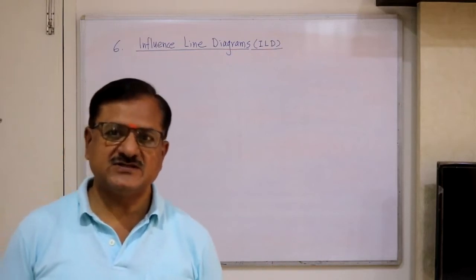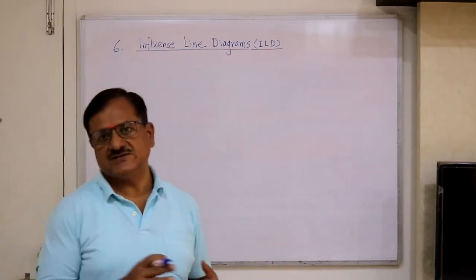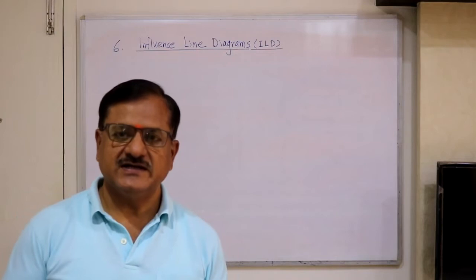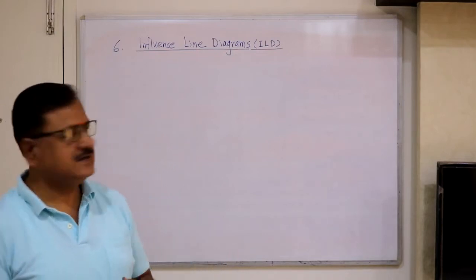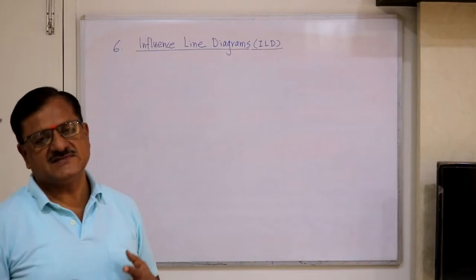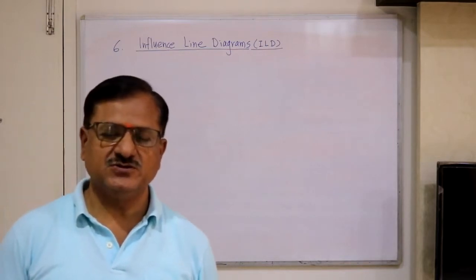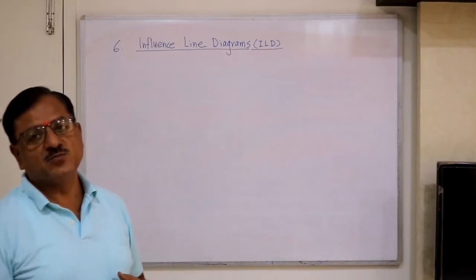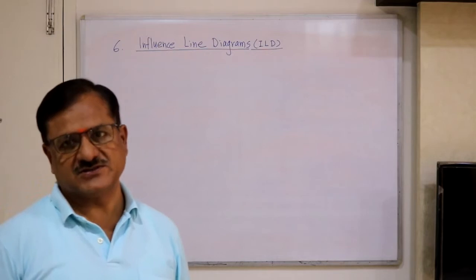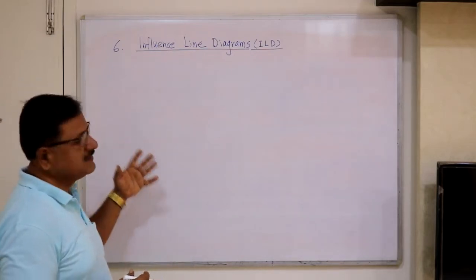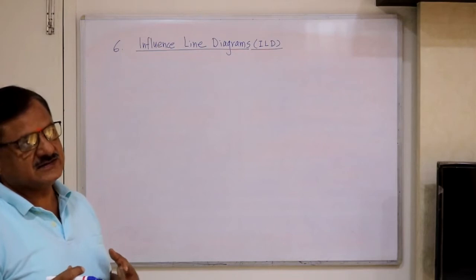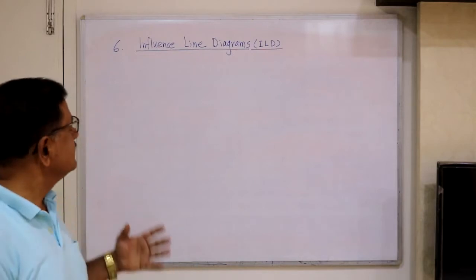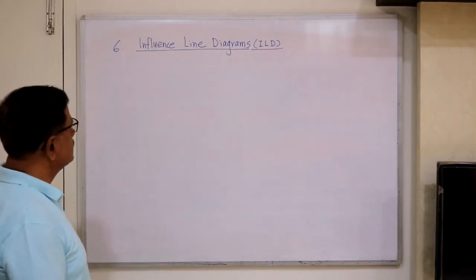So position of load is not fixed. Load is moving from one end to the other end, and under such circumstances, when we want to analyze a structure, then the influence line diagram method is to be used. This is most useful when any structure is subjected to moving loads or traffic loads. When the position of load is not fixed, so position of load is changing, then the influence line diagrams are to be used.